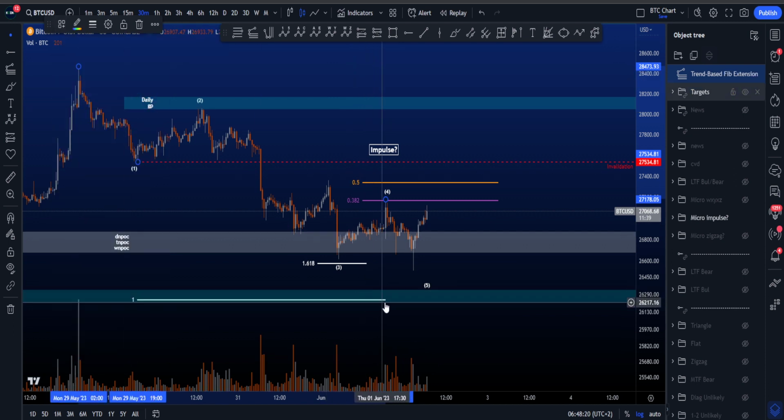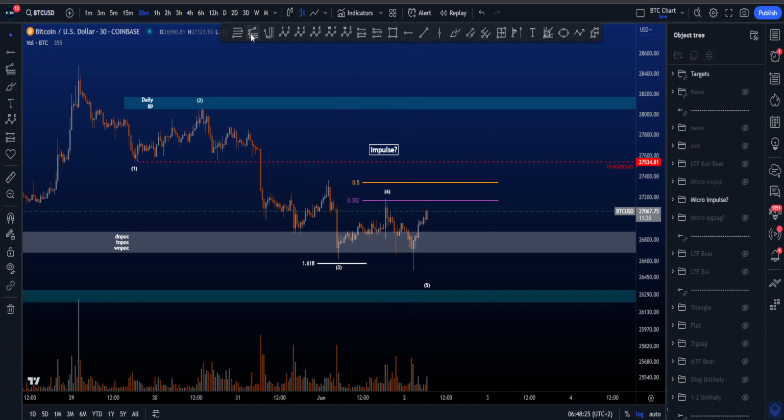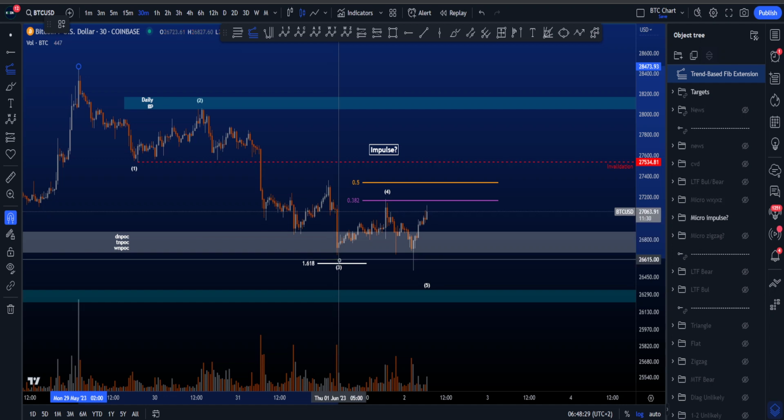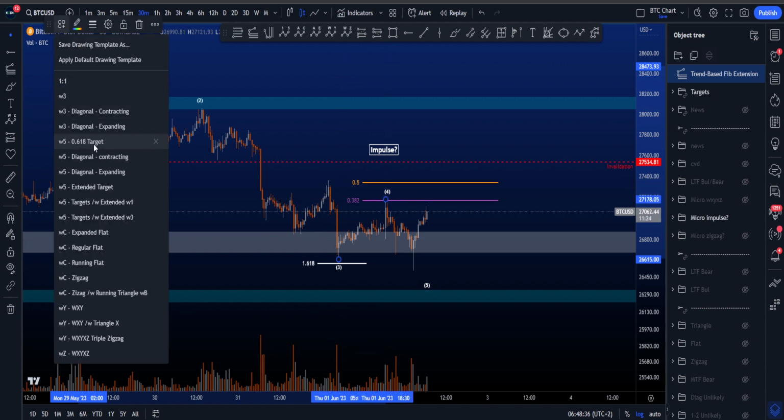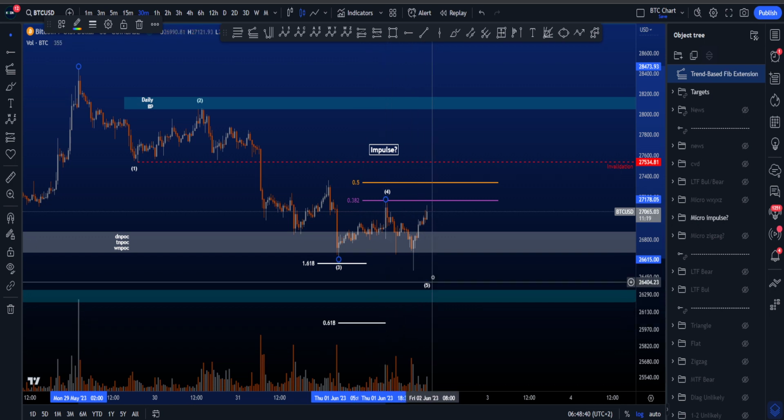And the 1-to-1 again is inside the target box, and price hasn't hit the 1-to-1. Another way to check a target for wave 5 is to go with the trend-based fib extension from the high of 1 to the low of 3 to the high of 4. And then put on the 0.618, which again is below the low that this wave 5 has made at the moment.